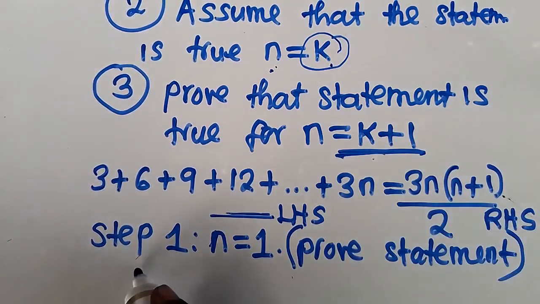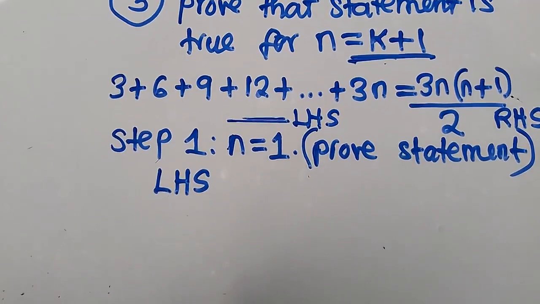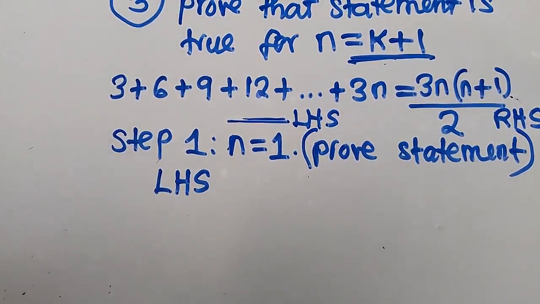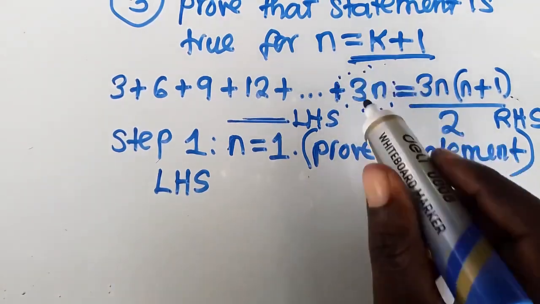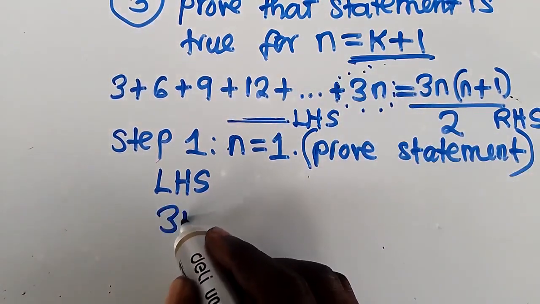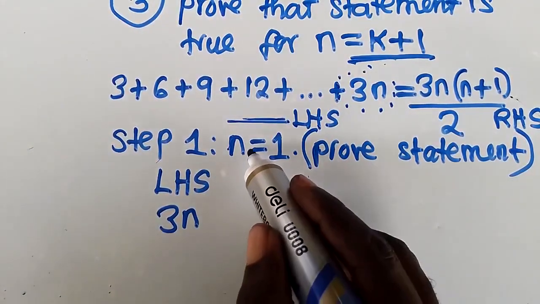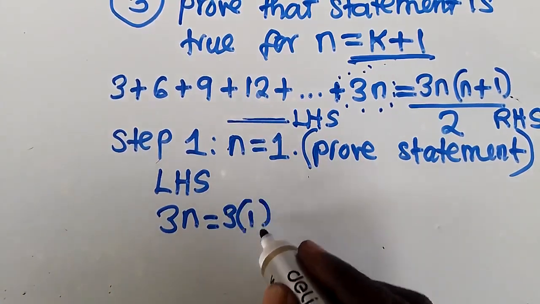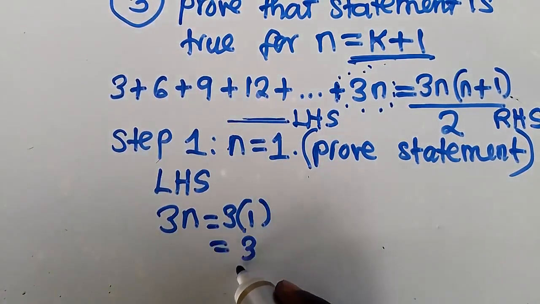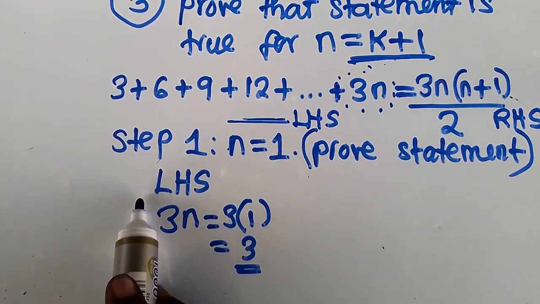So, left hand side, what do I have? I have this: 3n. Where there is n, we put 1. So this is the same as 3 times 1, which is equal to 3. So on the left hand side, we've got a 3 here.